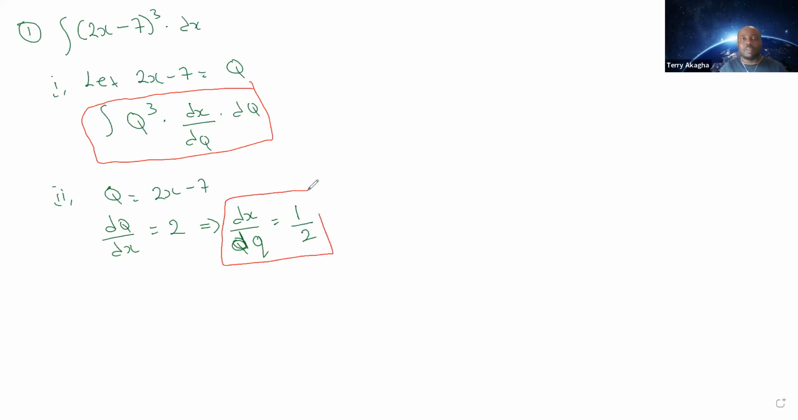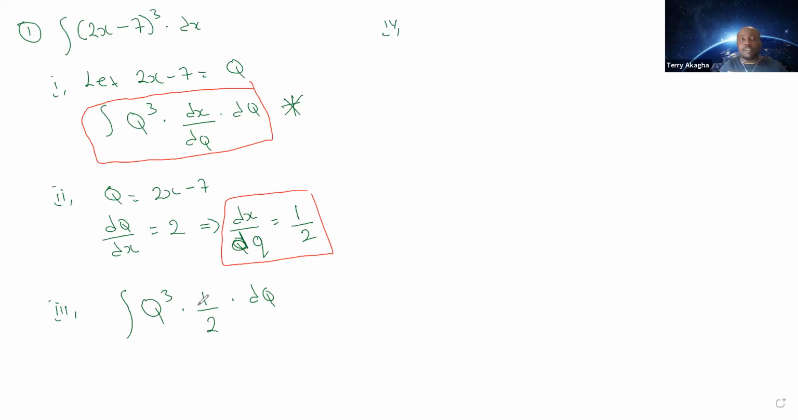Now, what's step 3? If you go back to the rule I gave you, the third step is that you need to replace the variables in the equation. Very good. So now we know this is the equation here. We're integrating q cubed times dx over dq, which is 1 over 2 dq. Then when you've replaced it, the next step is to integrate as normal. So how do you integrate?